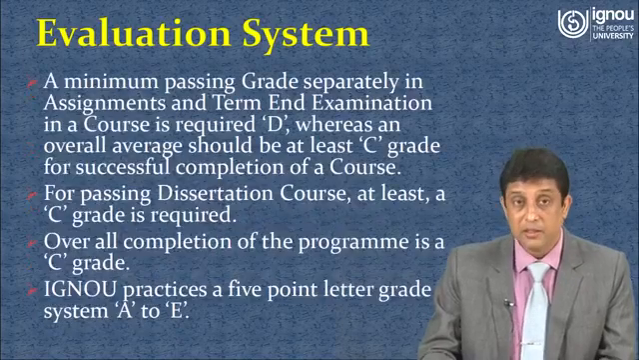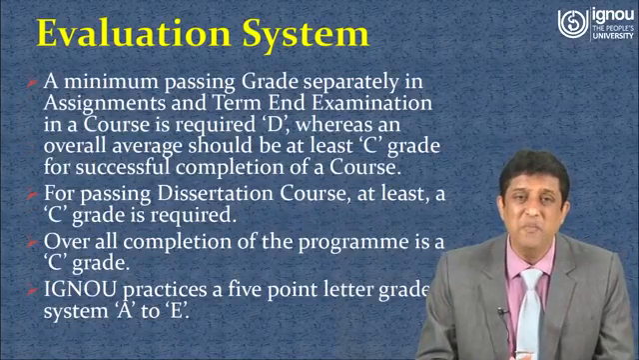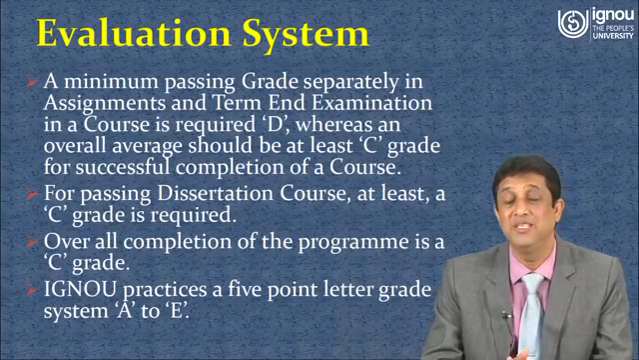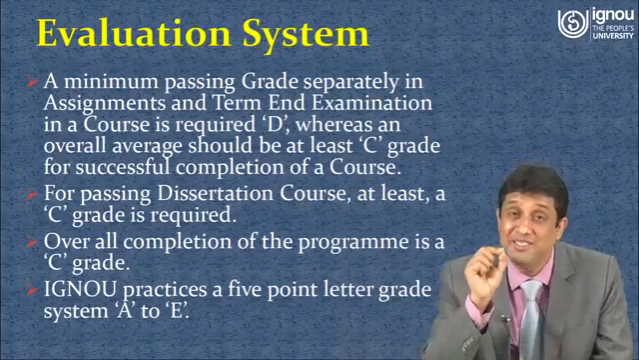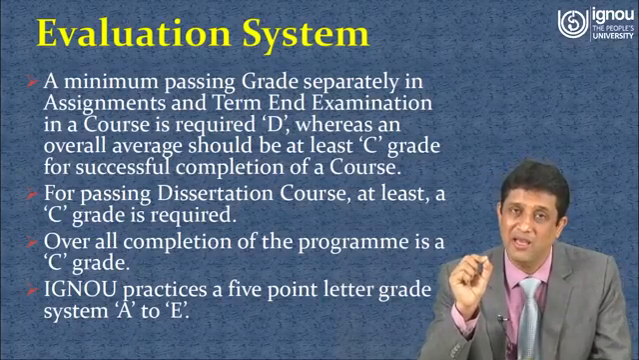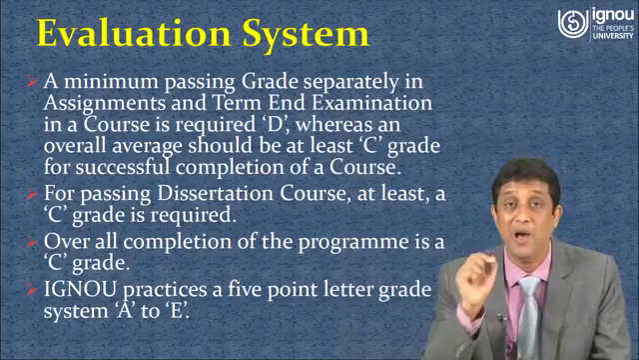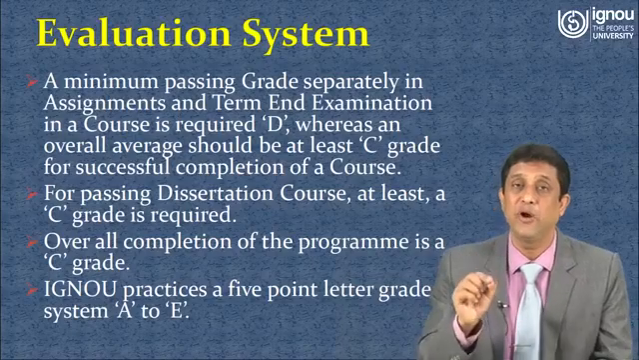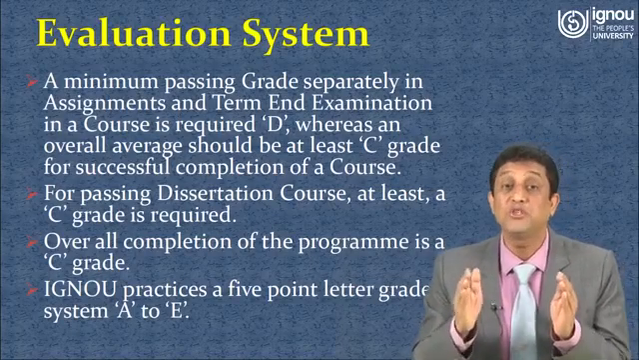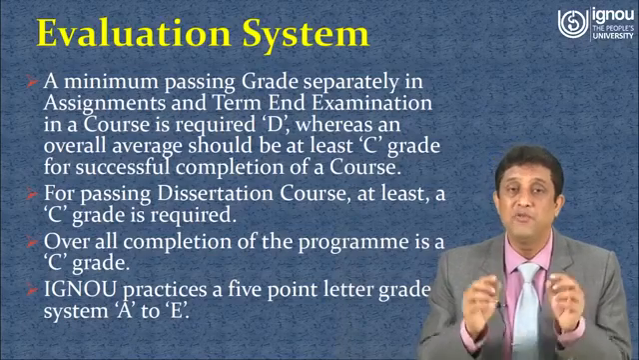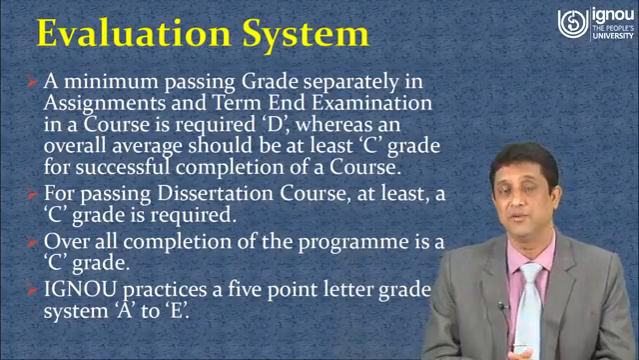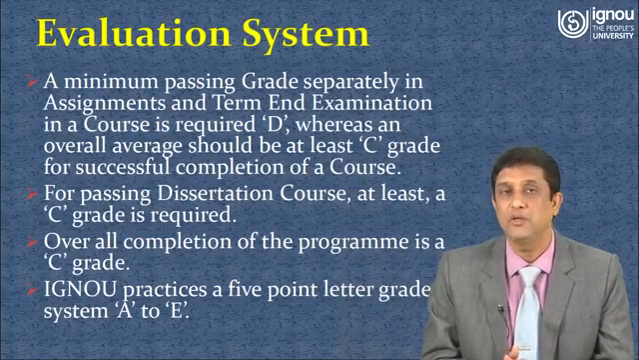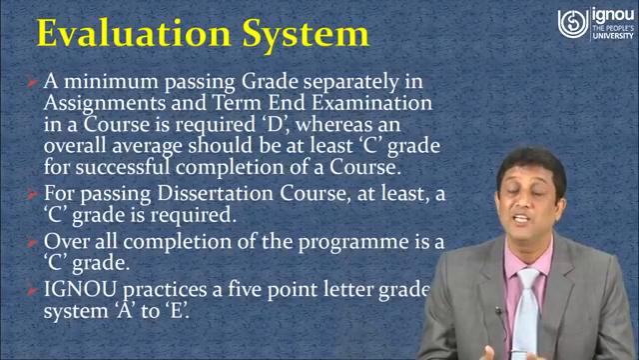Then the minimum passing grade, separately in assignment and term-end examination in a course, is D. That means if you earn at least a D grade in your assignment in any course, you will be considered as a pass in that component only. And in the term-end examination of each course, you have to earn at least a D grade. But so far as course completion is concerned, you have to earn at least a C grade. Just earning a D grade in assignment and a D grade in term-end examination will not give you a C grade. That is the minimum passing.